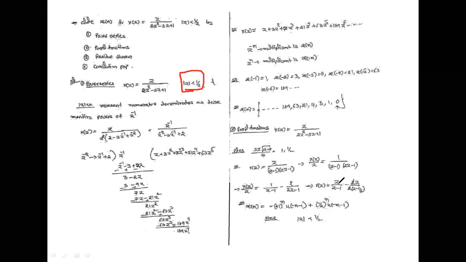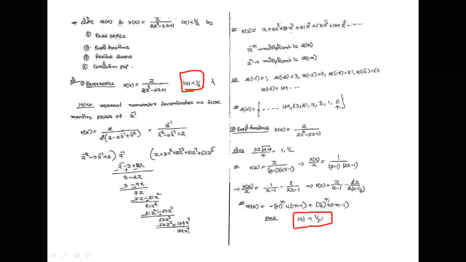Z by z minus 1 on the left-hand side is minus 1 power n u of minus n minus 1, and here the term already has the minus. For applying the inverse Z transformation, z by z minus 1 by 2 is minus of 1 by 2 whole power n u of minus n minus 1, since the ROC is less than 1 by 2.